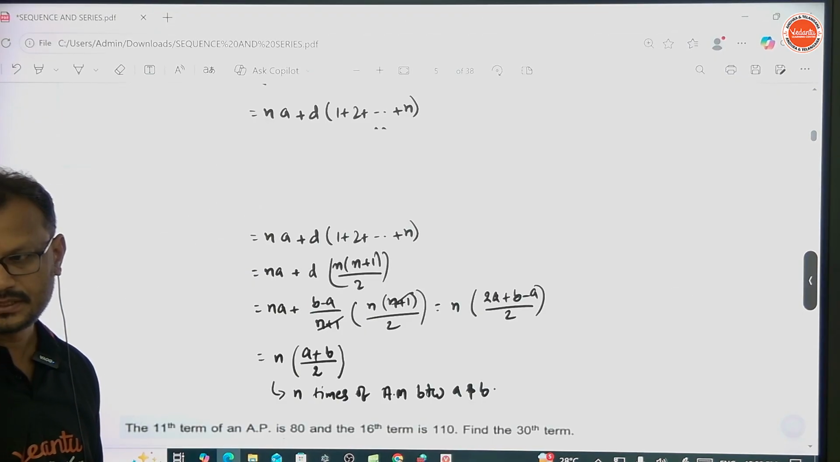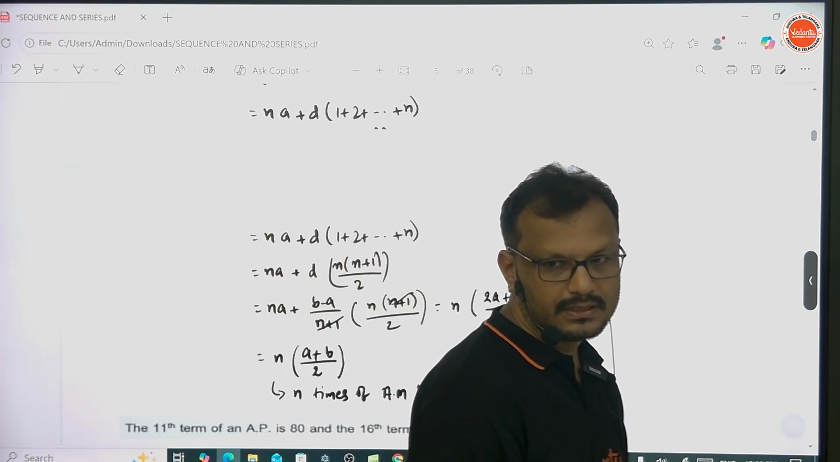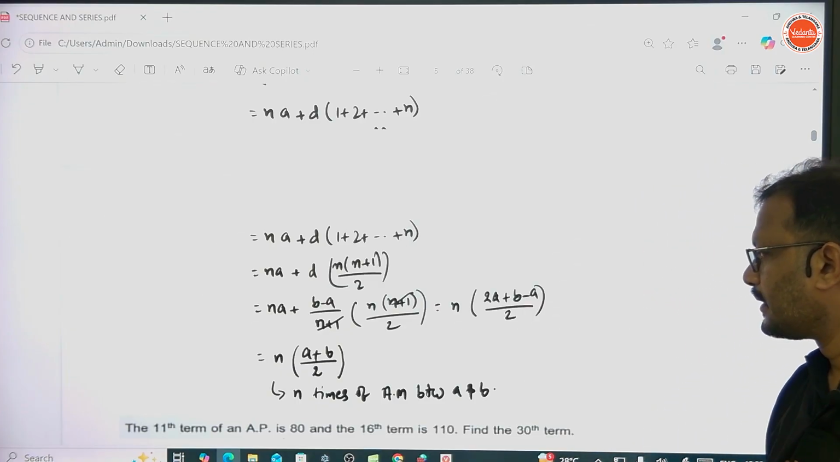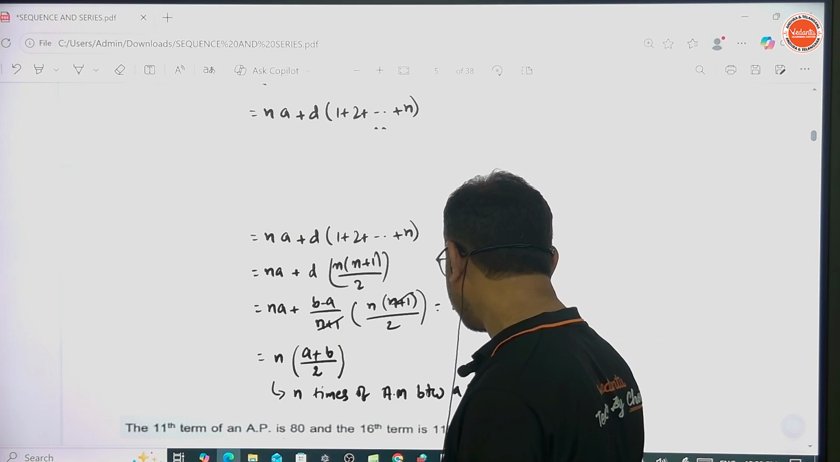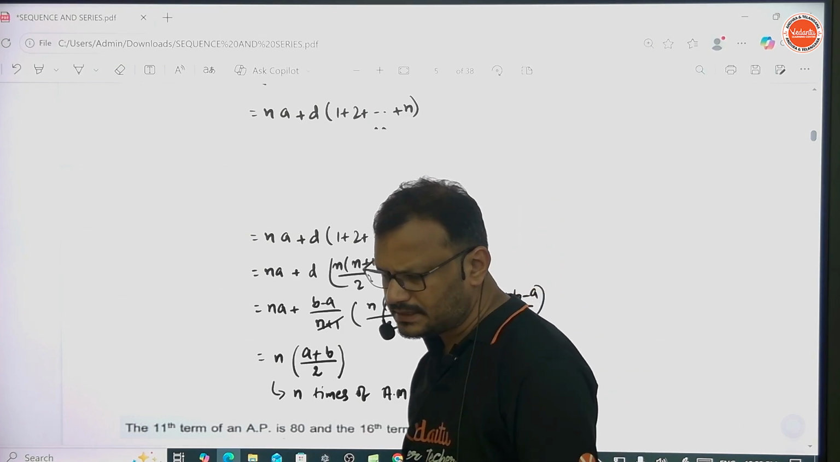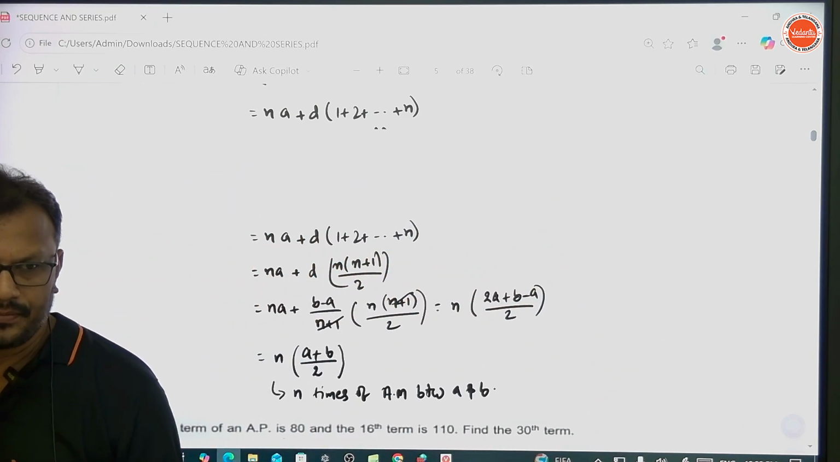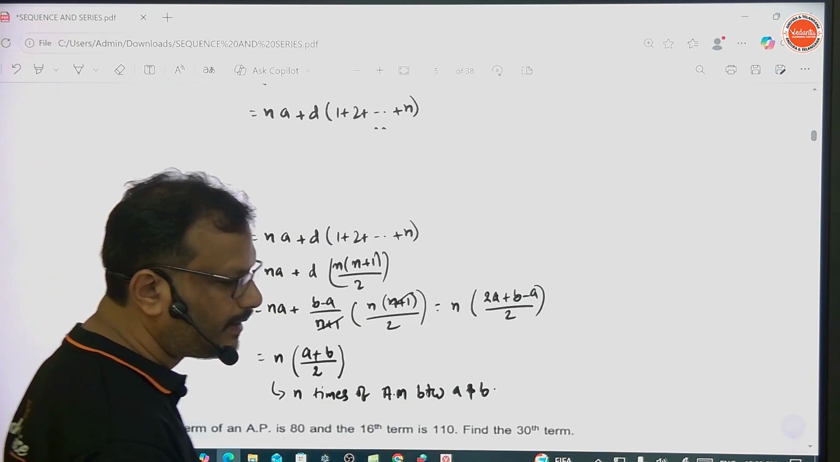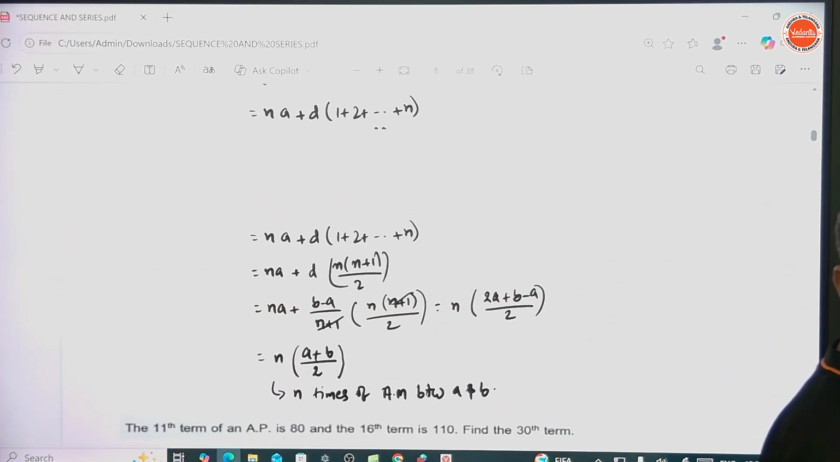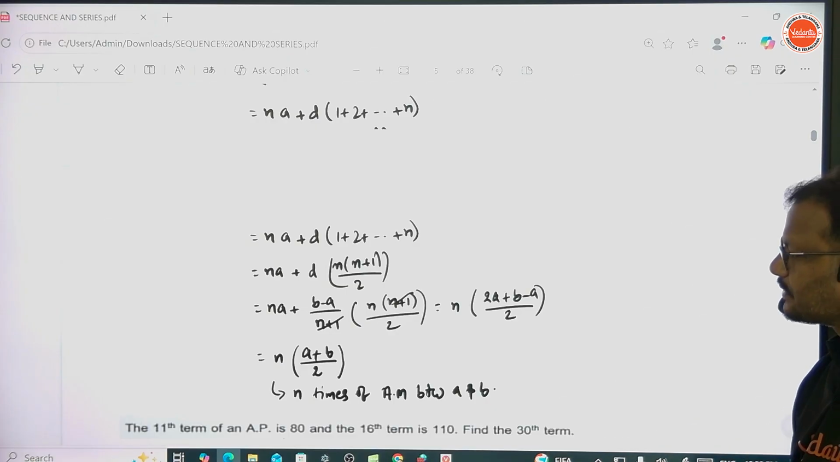So now some basic questions. For example, the 11th term of an AP is 80 and the 16th term is 110. Basic problems will mostly be like that only. To confuse you, they will make them a little bit clumsy. Otherwise, the sequence and series problems from Mains will be very easy. Advanced, you have to think a little bit. Mains is actually very simple. Okay, let's see this question.